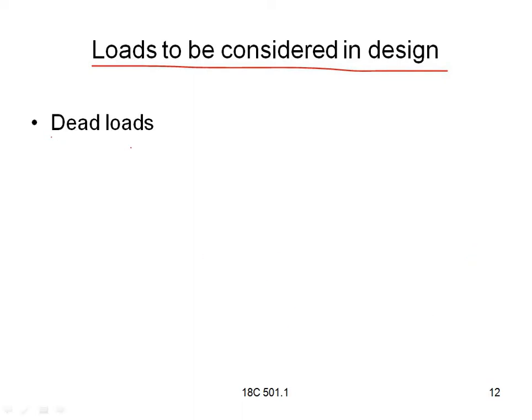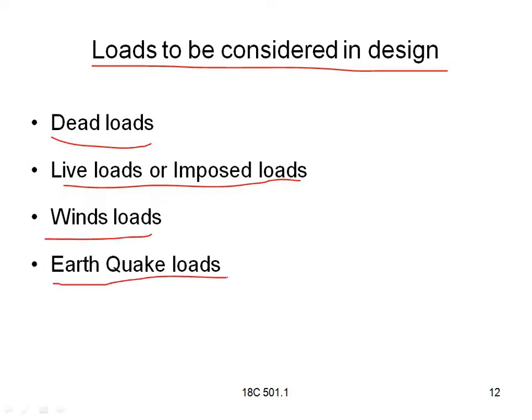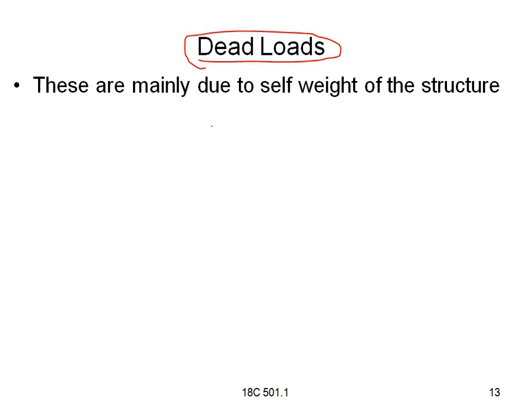So the dead loads, live loads or imposed loads, wind loads, earthquake loads and snow loads. So these are the 5 types of loads acting on the structure. So coming to dead loads, what are dead loads? Let us see clearly.